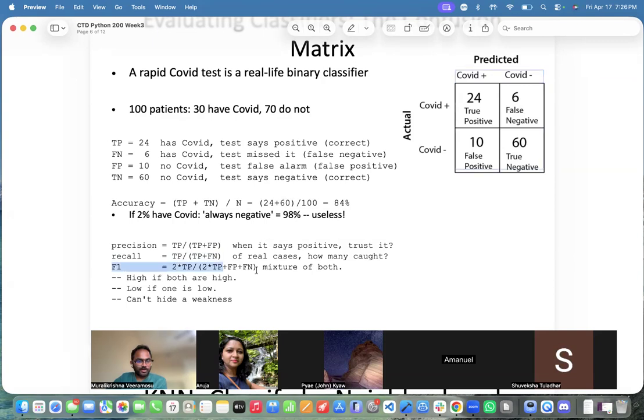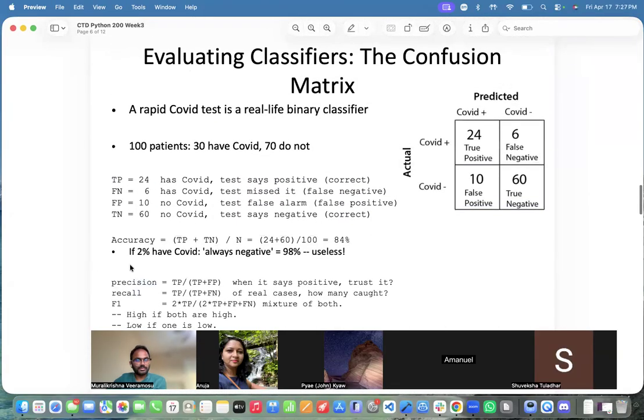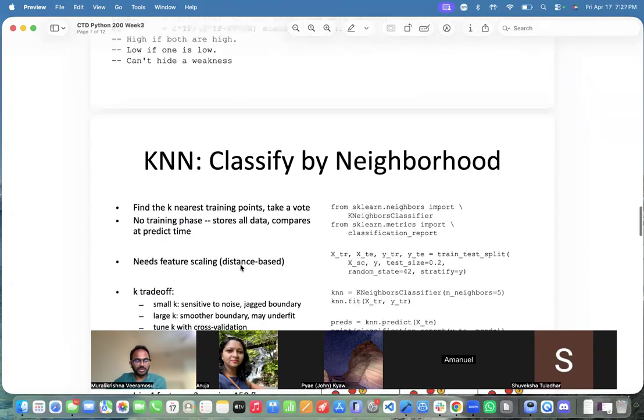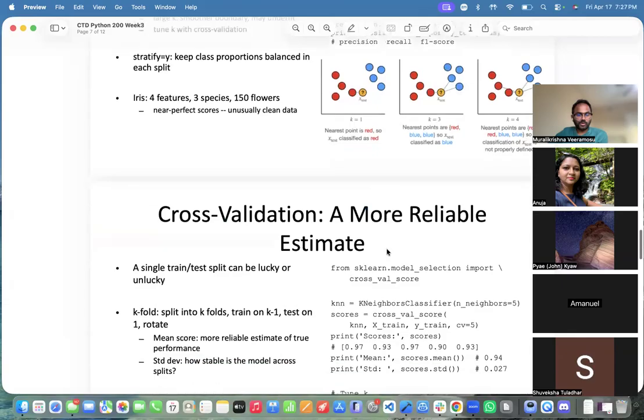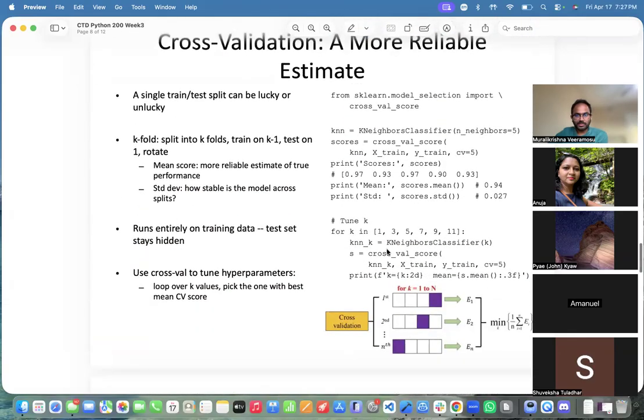And F1 is the mix of both precision and recall. And F1 also should be high. So for a good classification model, accuracy should be high, and we can't just rely on accuracy. We should check precision, recall, and F1 too, and all of these should be high, right? You can see in the next slide for KNN classification how our model evaluations are, right?